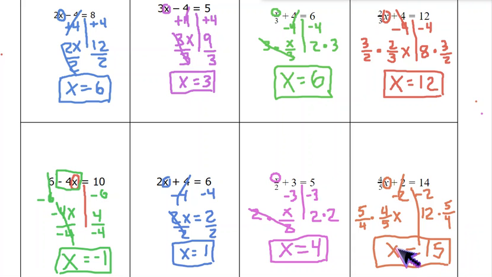Okay, so that is how we solve two-step equations. For most two-step equations, you're going to either add or subtract first, and then you're going to multiply or divide second. All right, if you ever have any questions, please ask a teacher.